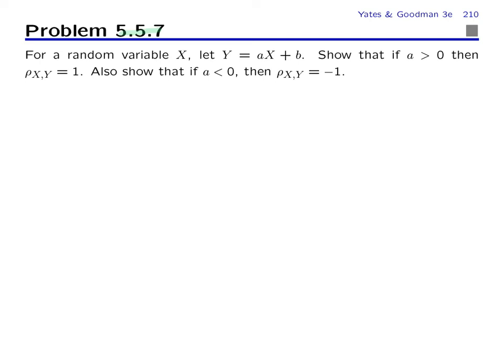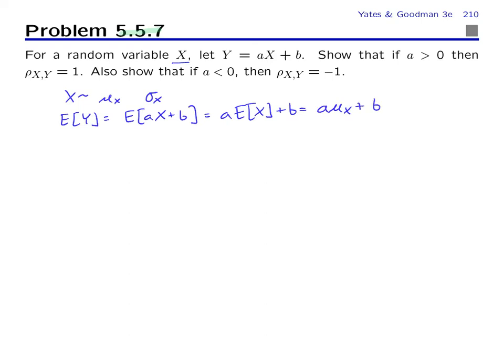So in this problem, X is an arbitrary random variable, so it has some kind of an expected value mu x and some kind of standard deviation sigma x. And now in that case, we can find the expected value of Y. It's the expected value of aX plus b. And using the linearity of the expectation operator, it's a E[X] plus b, which is a mu x plus b. And of course, we'll call this mu y.